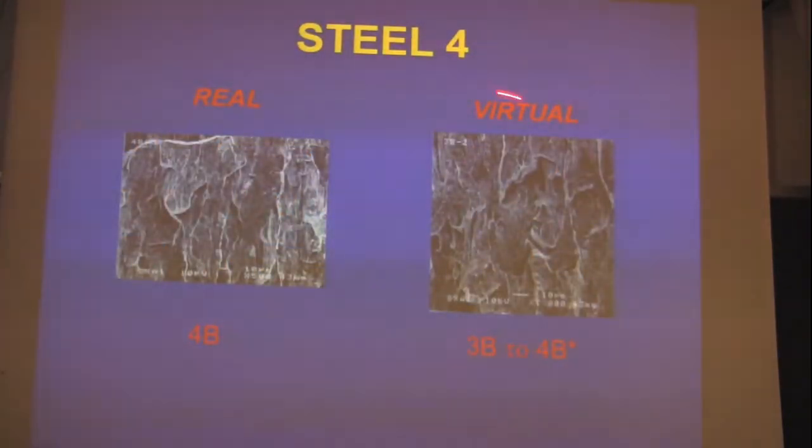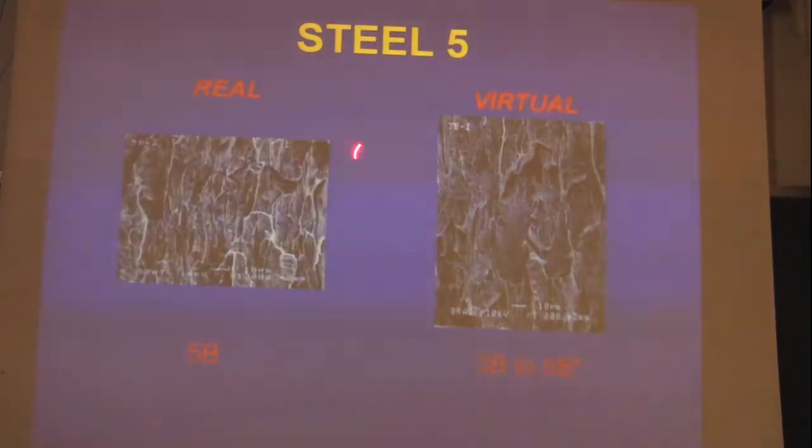Here we have for steel 4 the real fractal graph, moderately enlarged cleavage, steel 4, steps of cold drawing, and highest degree of triaxiality, notch B. And this is a 4B star, a virtual 4B obtained by enlarging, by virtual computer-assisted cold drawing of 3B.